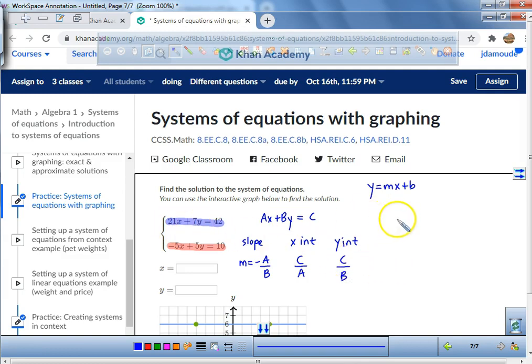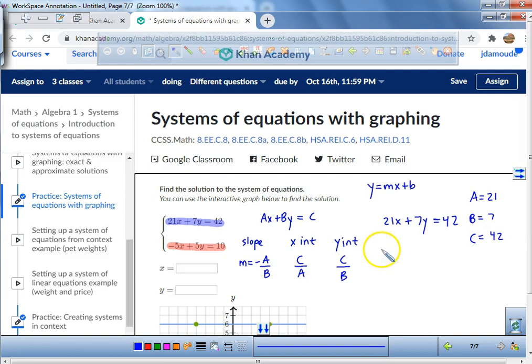So let's take a look at the blue function here, the blue linear function in standard form: 21x plus 7y equals 42. Let's identify the a, the coefficient for b, and the coefficient for c. If you look, our a value is 21, our b value is 7, and our c value is 42.